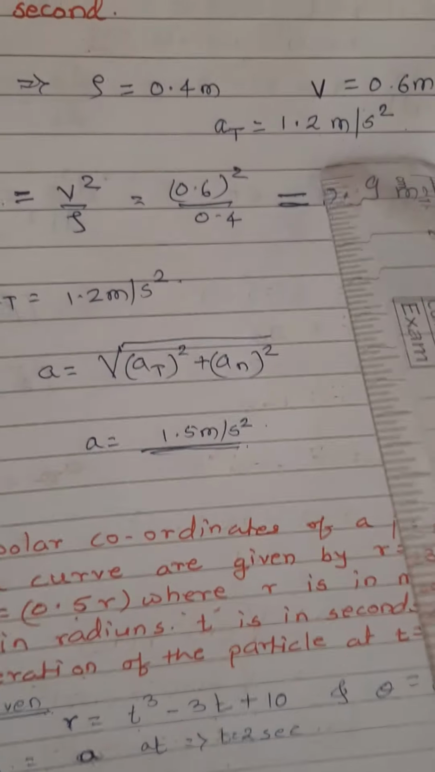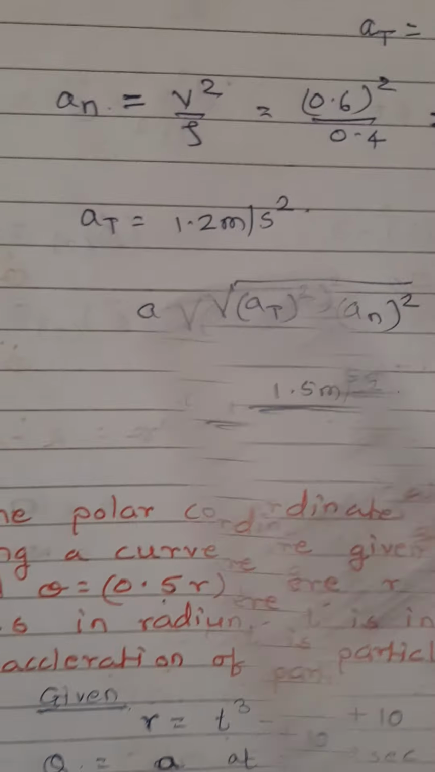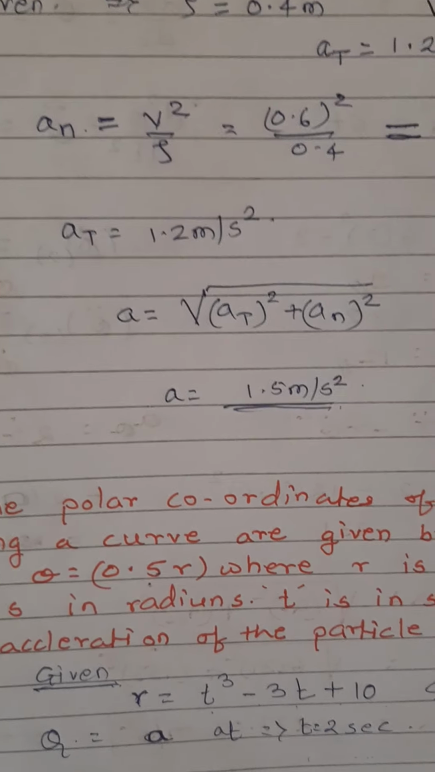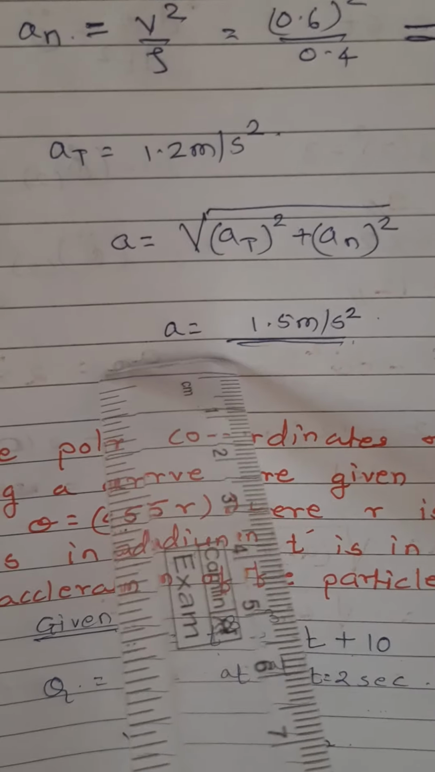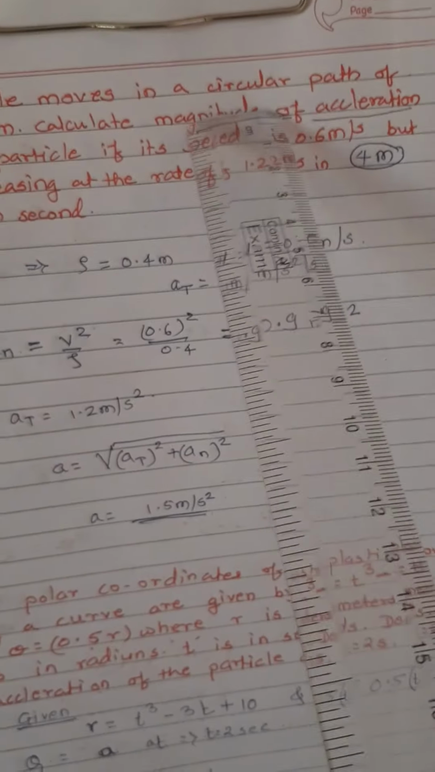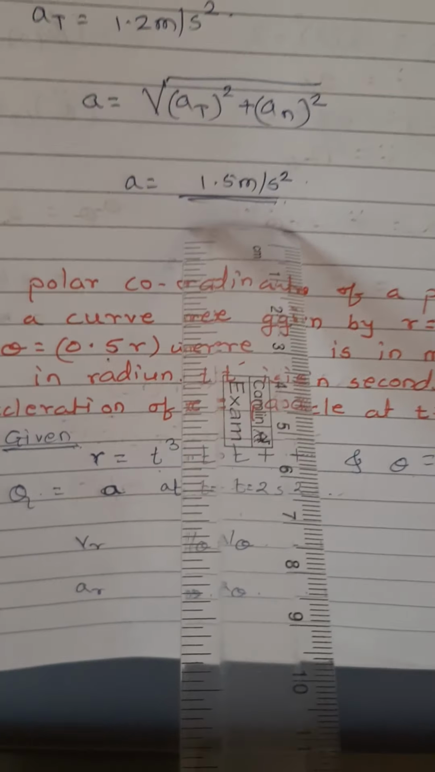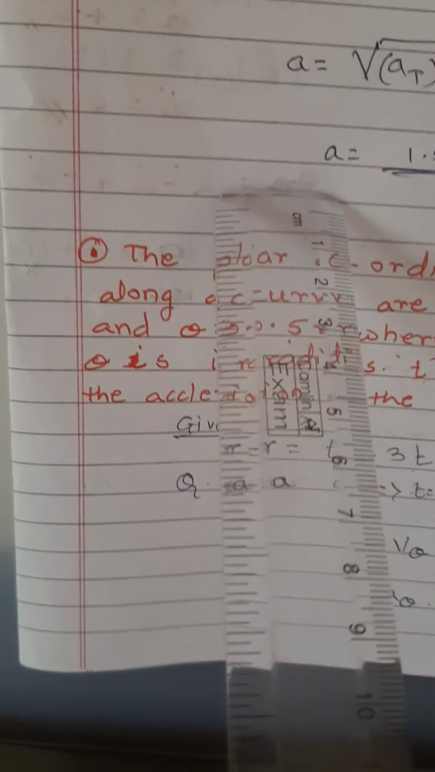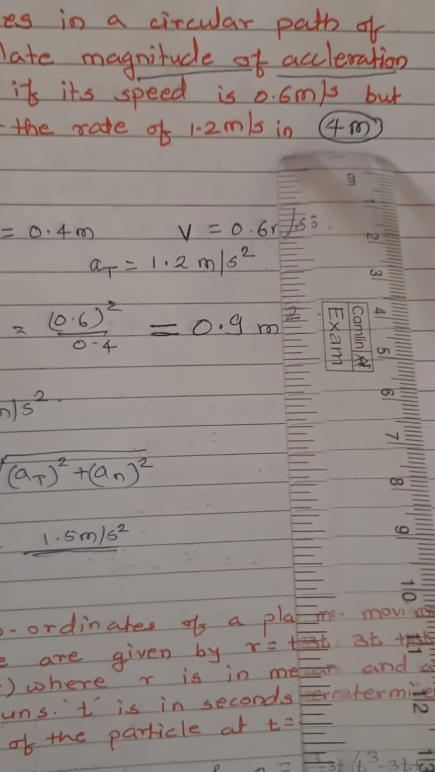At is given, it is 1.2. Therefore, by taking the square root of 1.2 square plus 0.9 square, we get the value of A. That is, the magnitude of acceleration, as the question asked. It is 1.5 meters per second square. So this is the required answer to the question which appeared for 4 marks.